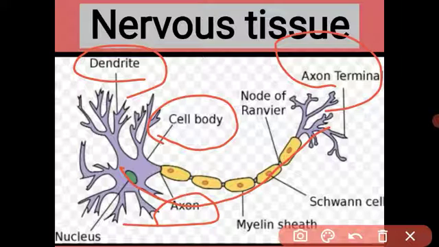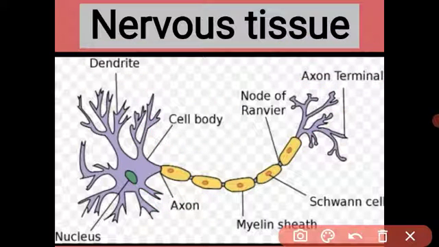Understood student? What is the nervous tissue? The basic unit of nervous tissue is the neuron. It is a very different type of cell from all the cells we have seen, and the nervous tissue has a very different structure. Such parts are not present in any other tissue. This is the last point. This is the last topic of our tissue lesson. Okay student? Thank you.